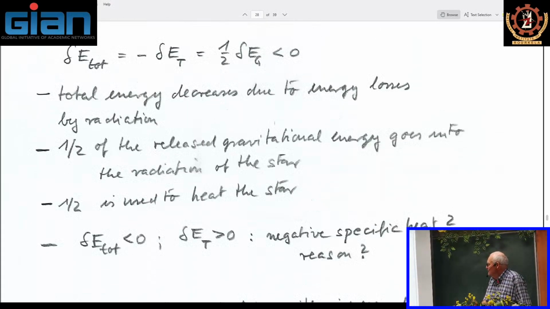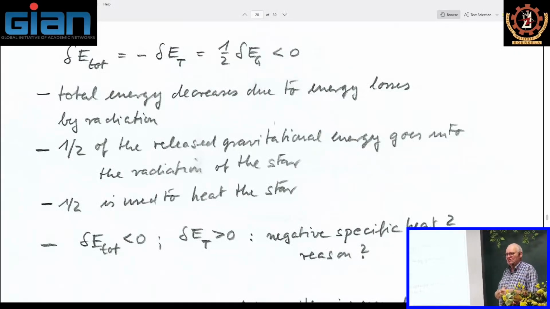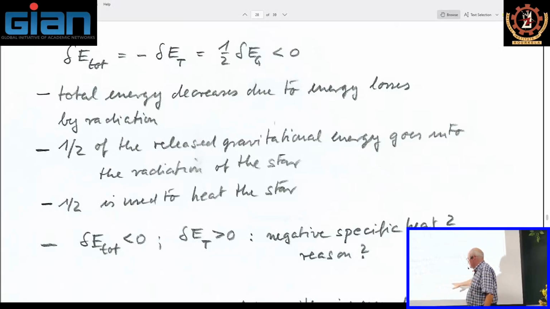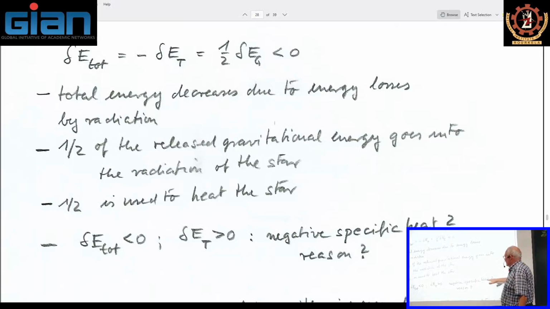Okay, this association of an increase of thermal energy with an energy loss from the total system is usually addressed as a negative specific heat. We lose energy, and at the same time the star becomes hotter. Well, the question is, where does this come from? This is counterintuitive. This does not happen for any system we know, except for stars. There are other astronomical objects where this also takes place. So what is responsible? Where does it come from?